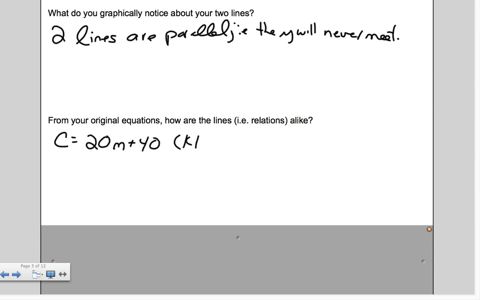So this was causes. And the other one was C is equal to 20m plus 20. That was organs. What do we know also about the similarities of these equations? Same format. What do you mean by the same format, Paul? It's based off of the y equals mx plus b formula. And they're both based off of the number of months. So they're both in that y equals mx plus b kind of form.